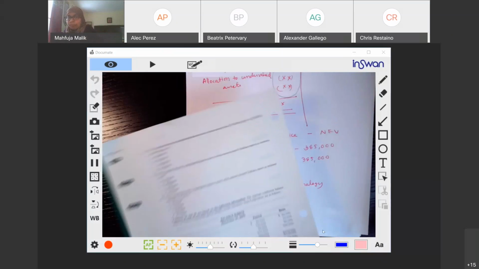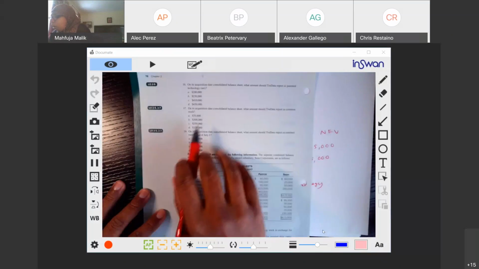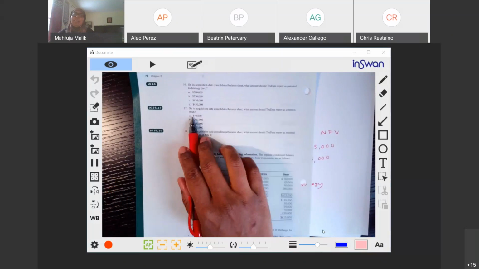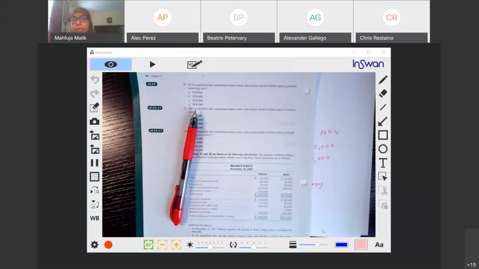Now the next one. Look at the problem. It says, on its acquisition date, what is True Data's common stock? So can anyone tell me, if I ask you consolidated common stock, whose number should it reflect? Parent, sub, both? I'm asking you common stock. Remember, what is common stock? Which part of your balance sheet should you look at? Yes, common stock is a part of your stockholders' equity. So common stock means only parent's.